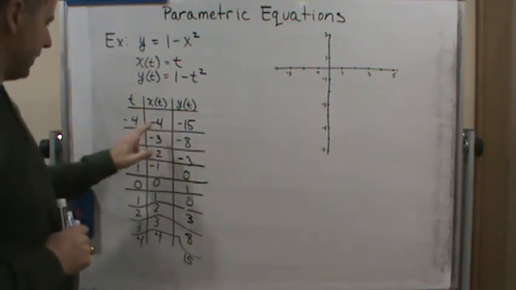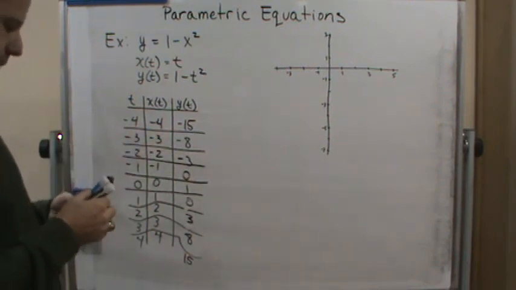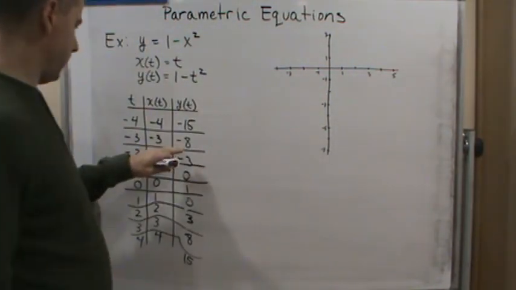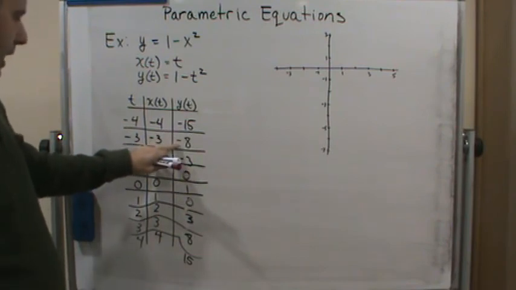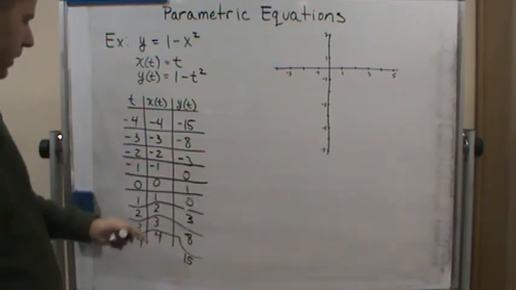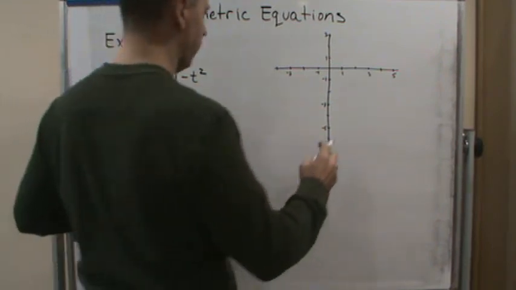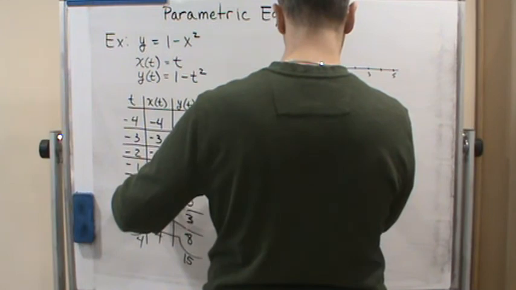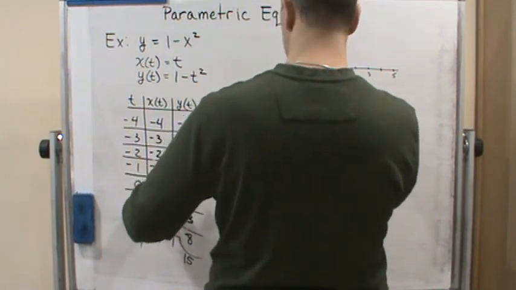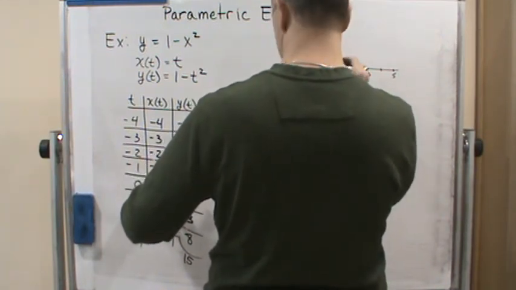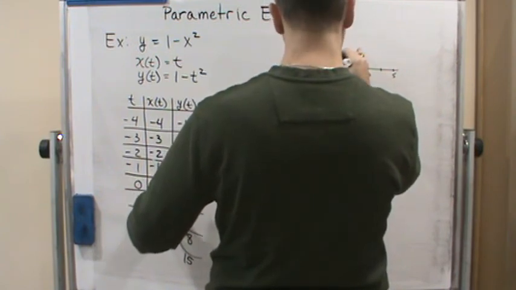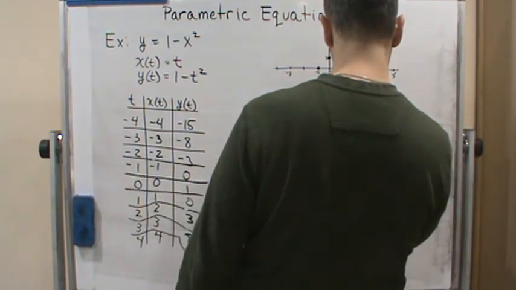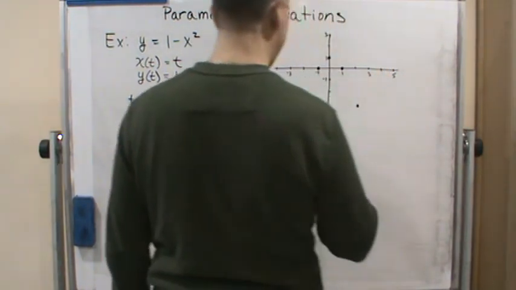So the first point is at -4, -15, which is not on here. The next one is -3, -8, which is not on here. So I'm going to plot -2, -3, so that's going to be right here. And then -1, 0. And then 0, 1. And then we have that.